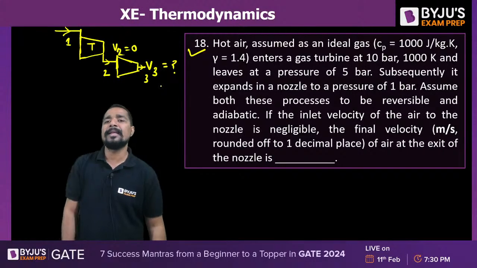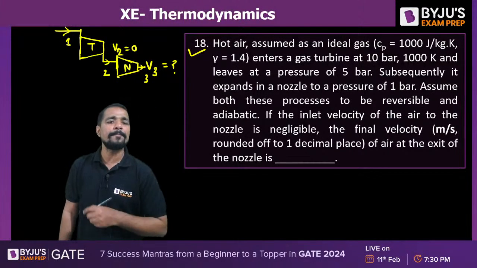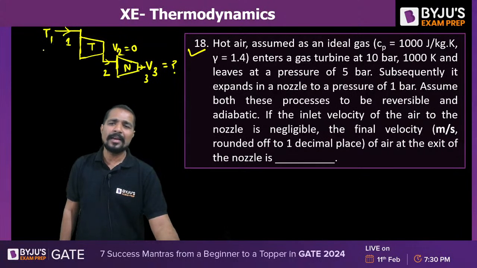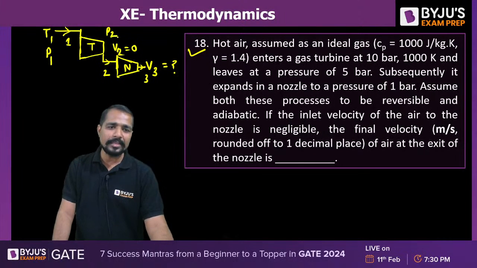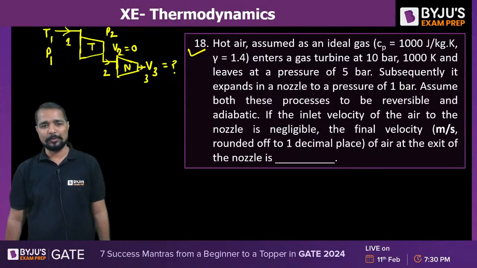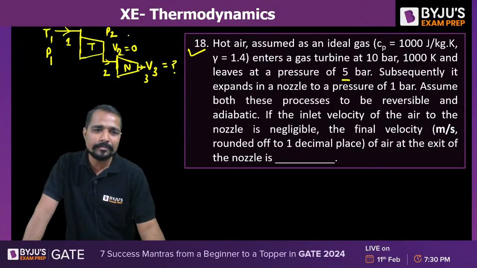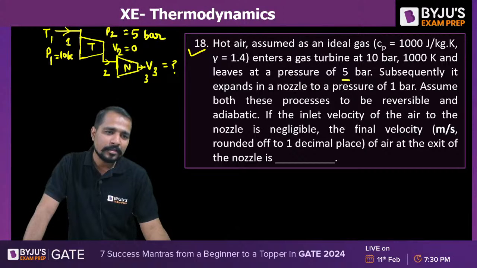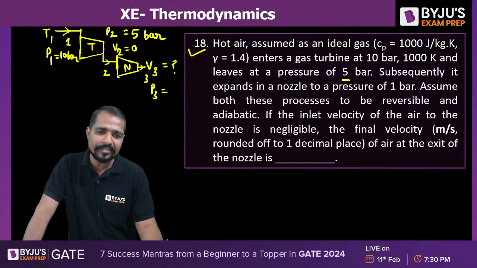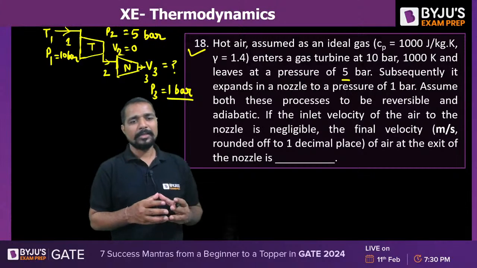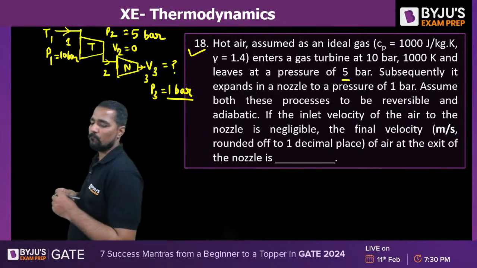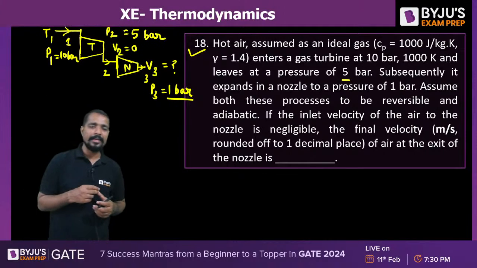I don't feel that any one of you is going to face a problem in this case. T1 is given to us. And I think P1 is also given to us. In this case, P2 is given to us, but T2 is not given to us. P2 is how much? 5 bar. P1 is how much? 10 bar. And P3 is also given to us, that is 1 bar. Then what is the value of V3? We need to find. Every parameter is clearly given to us.